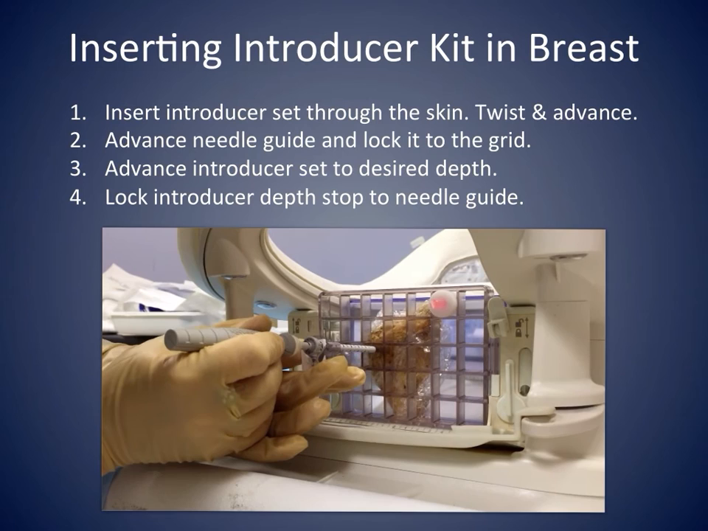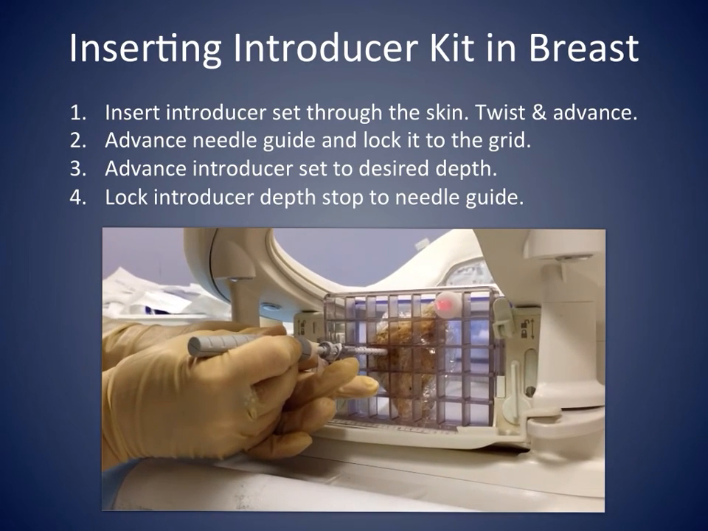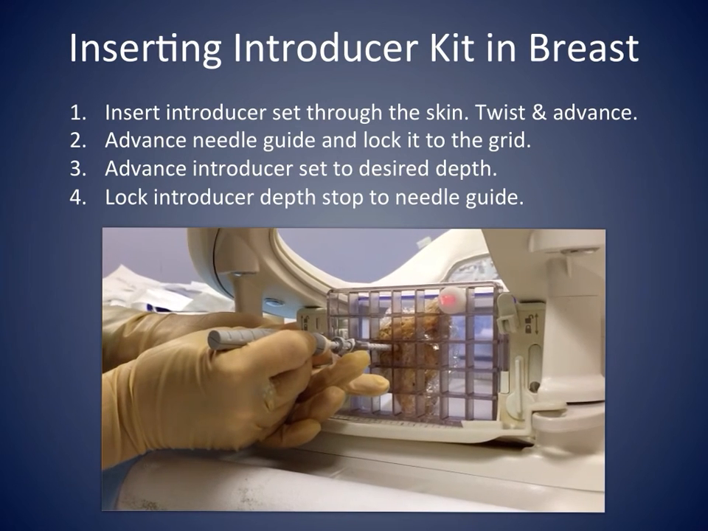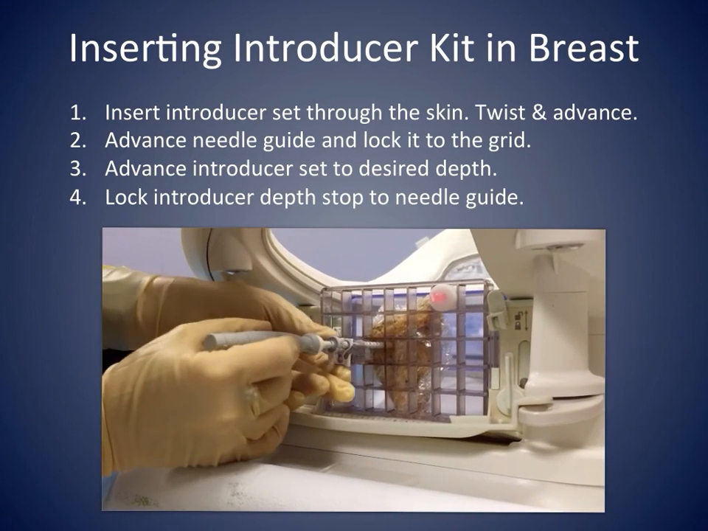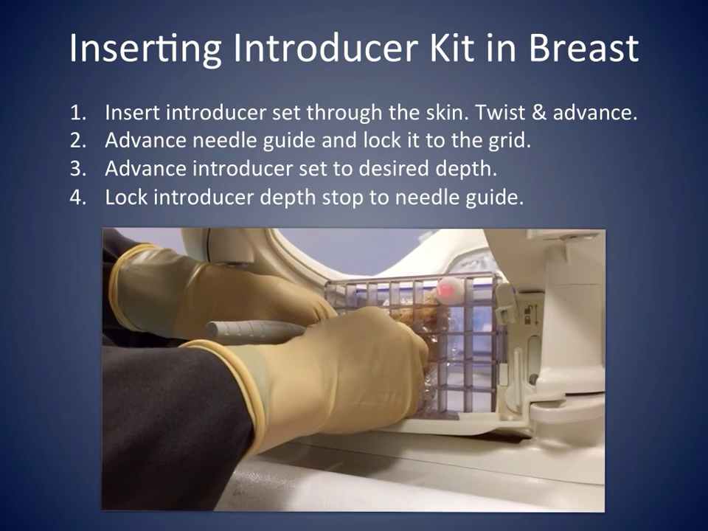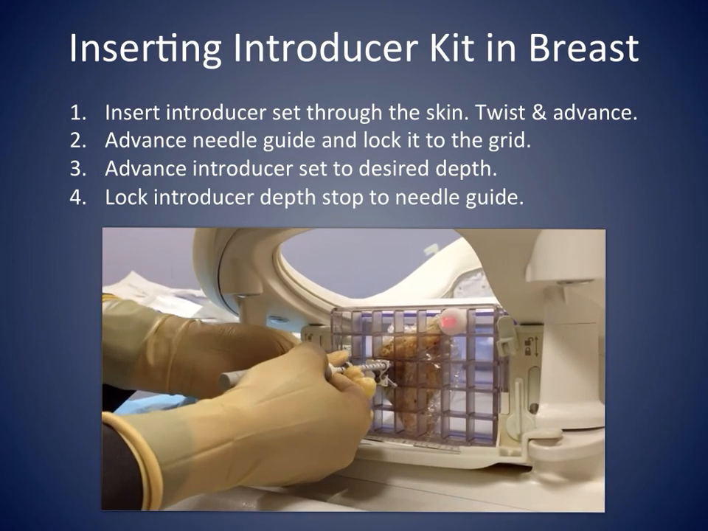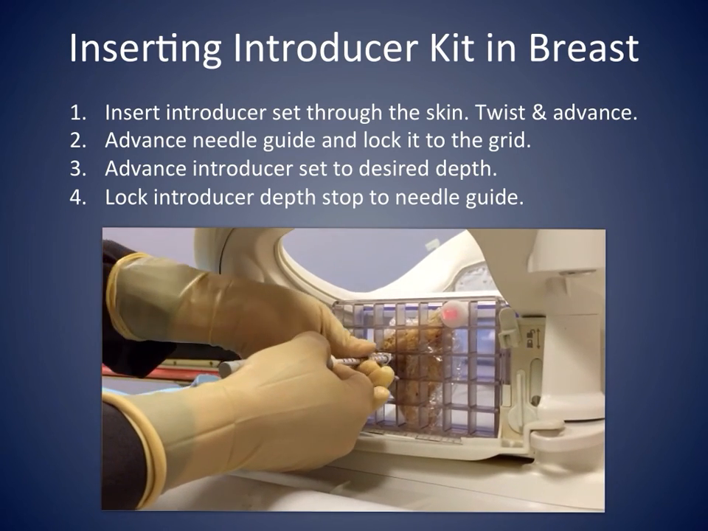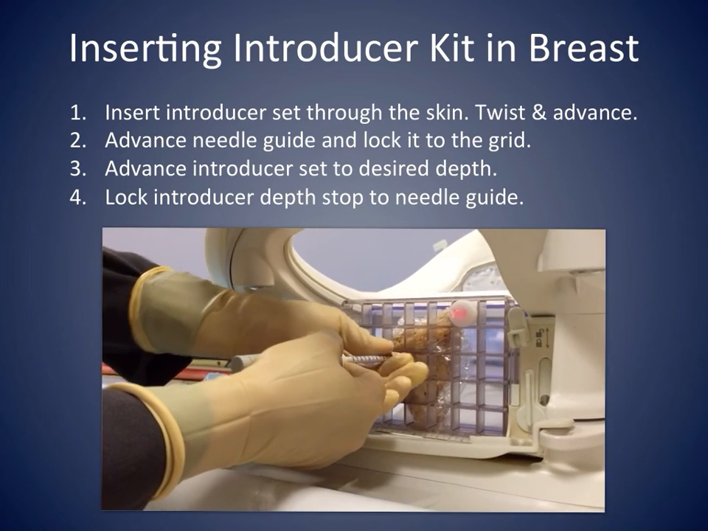It is easier to advance the introducer kit inside the breast with a gentle twisting motion. Once the plastic introducer has entered the skin and there is no skin indentation or pulling, the needle guide can be inserted and locked to the grid. At this point, the introducer can be advanced to the desired depth, and the depth stop can be secured to the needle guide.